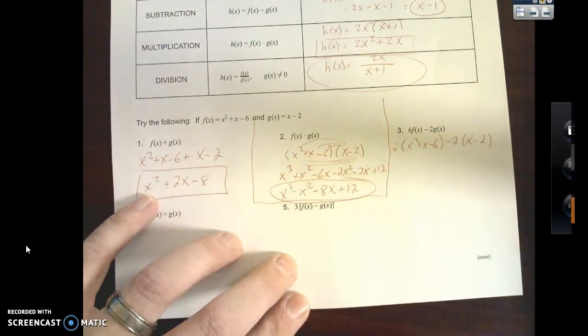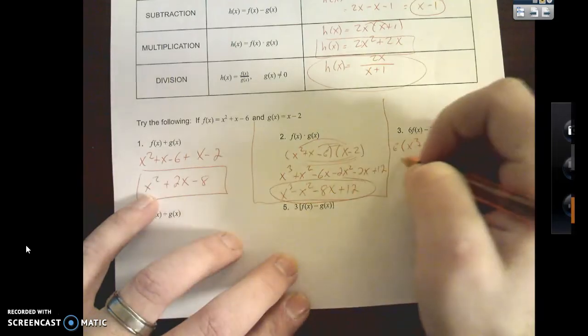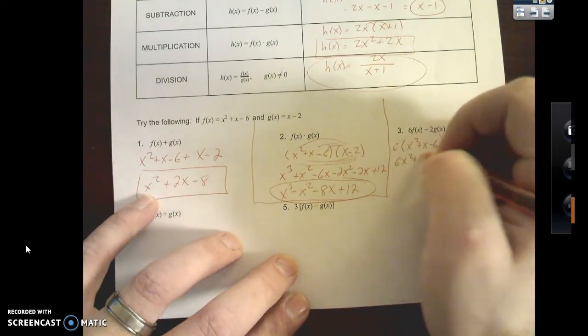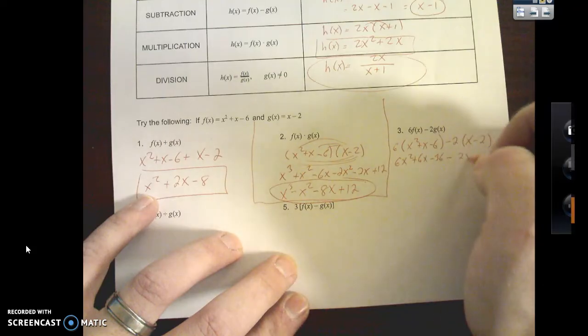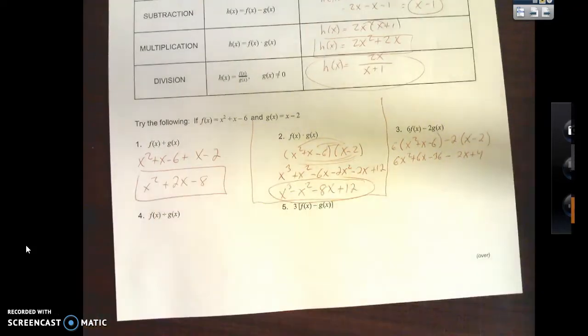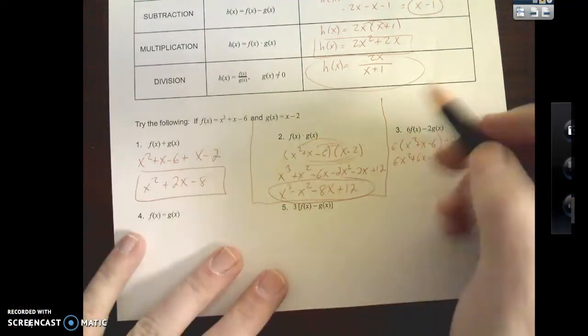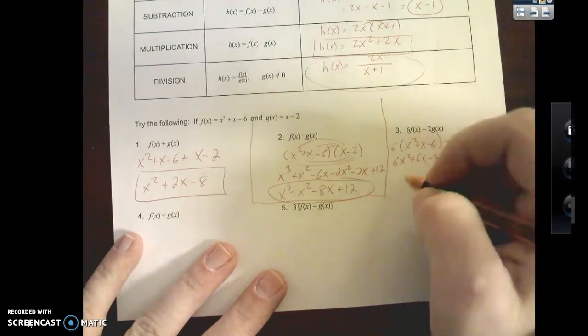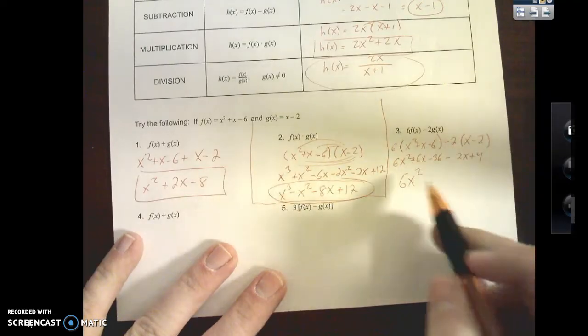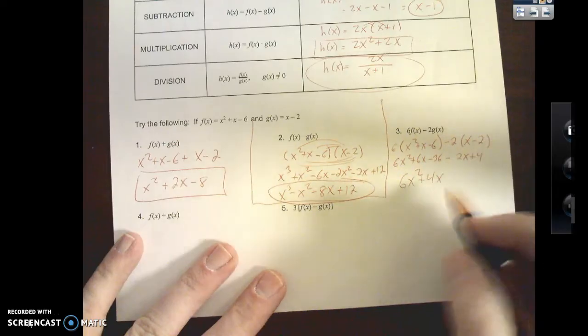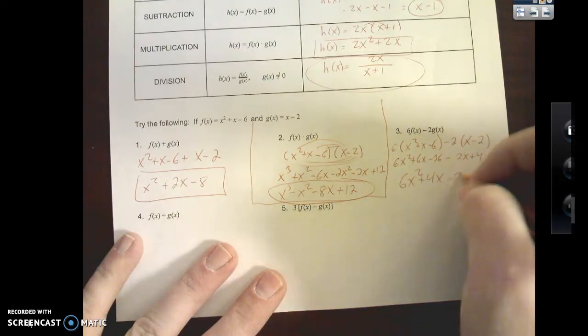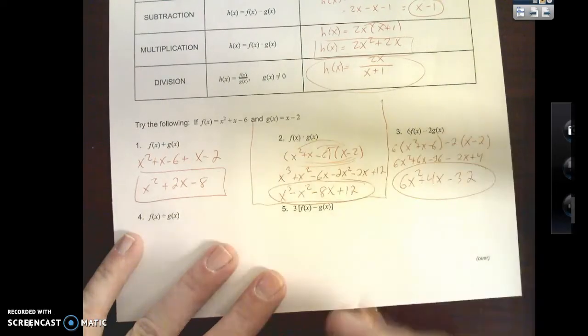Now I'm going to distribute that 6 across, and I'm going to get 6x squared plus 6x minus 36 minus 2x plus 4. Now I'm just combining like terms. I've got my 6x squared. 6x minus 2x is positive 4x. And then negative 36 plus 4 is negative 32. Very good.